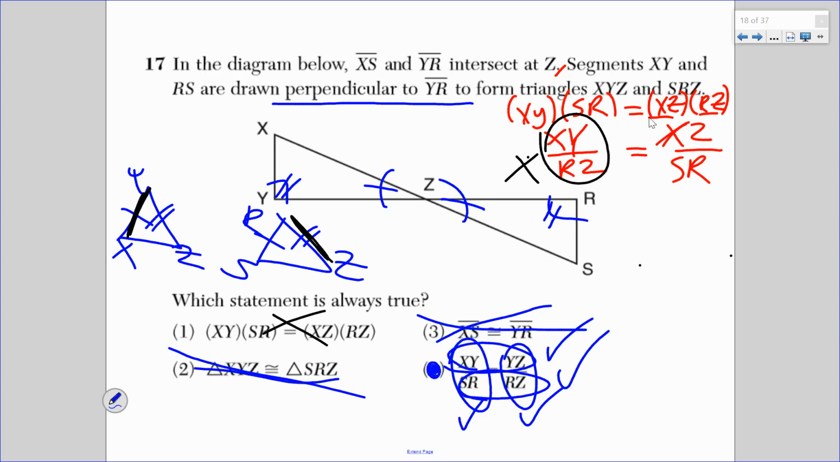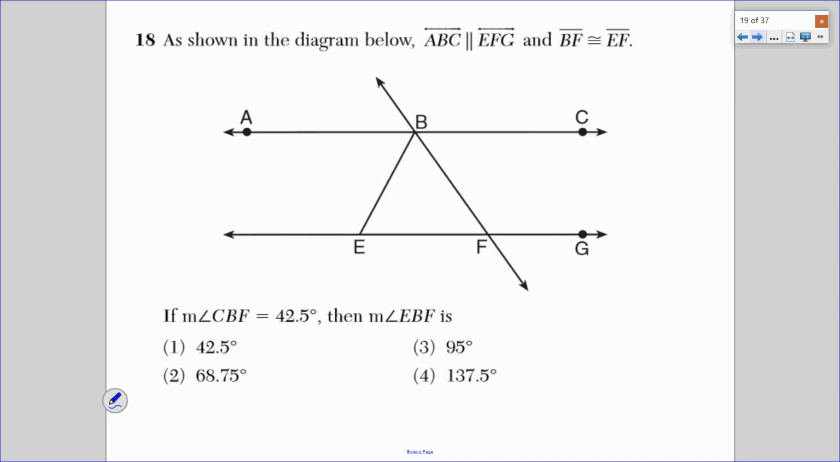They tested a few concepts in that question. I kind of liked it, but it was kind of a difficult question. I got parallel lines. When I have parallel lines and they're cut by a transversal, I know I have some alternate interior angles, the corresponding angles, and some other stuff. BF and EF are also congruent. If BF and EF are congruent, then the angles opposite them are congruent as well. CBF is 42.5. Well, if CBF is 42.5, I got alternate interior angles here. So this one's 42.5. I know that these two angles are congruent, so I'm going to call them both x.